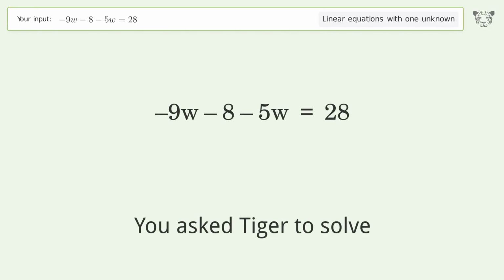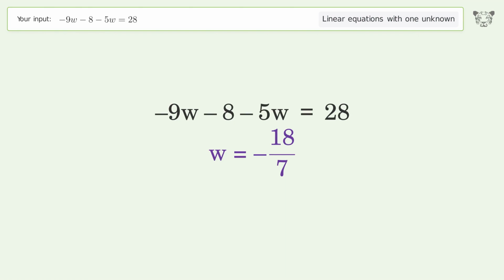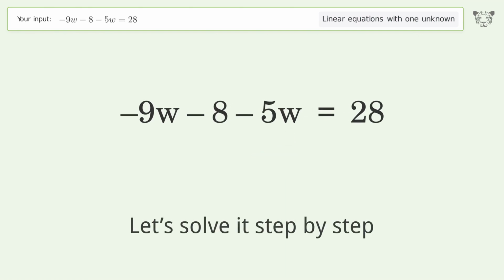You ask Tiger to solve. This deals with linear equations with one unknown. The final result is w equals -18/7. Let's solve it step by step.